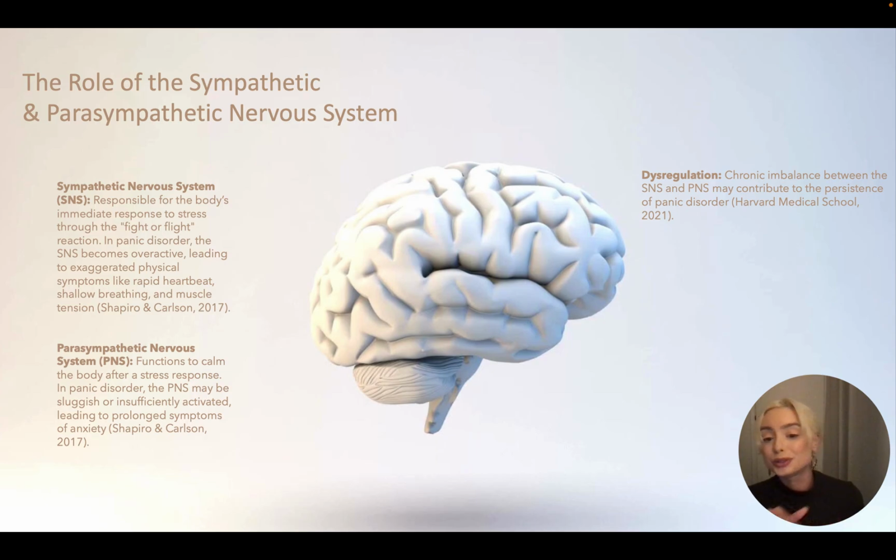This often leads to dysregulation as there's a chronic imbalance between the SNS and PNS, and this may contribute to persistent panic disorder and the cyclical event that occurs in those who struggle with panic disorder. Therefore, understanding the role of the SNS and PNS in each client is crucial to being able to help treat them effectively and efficiently.